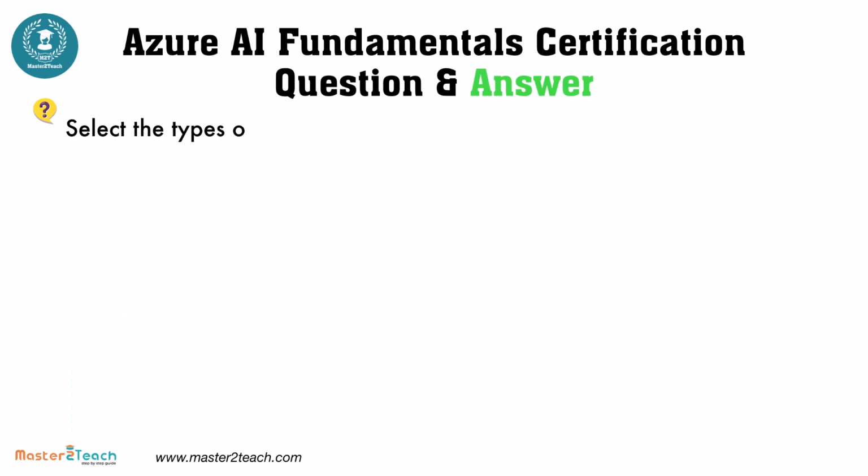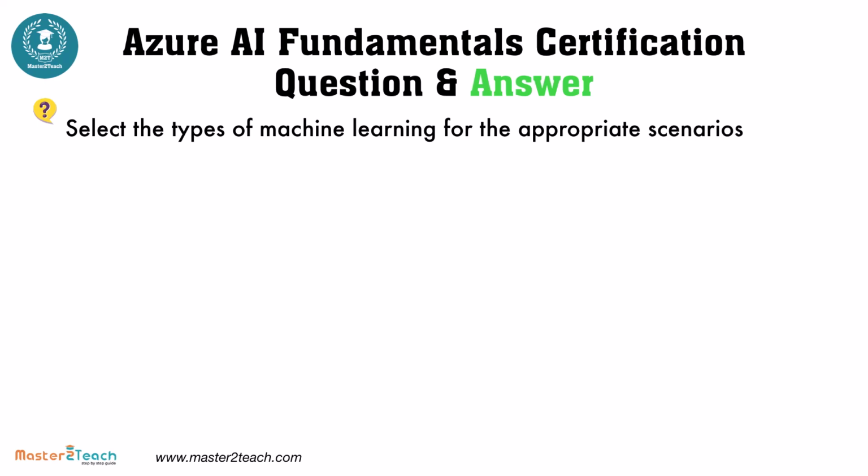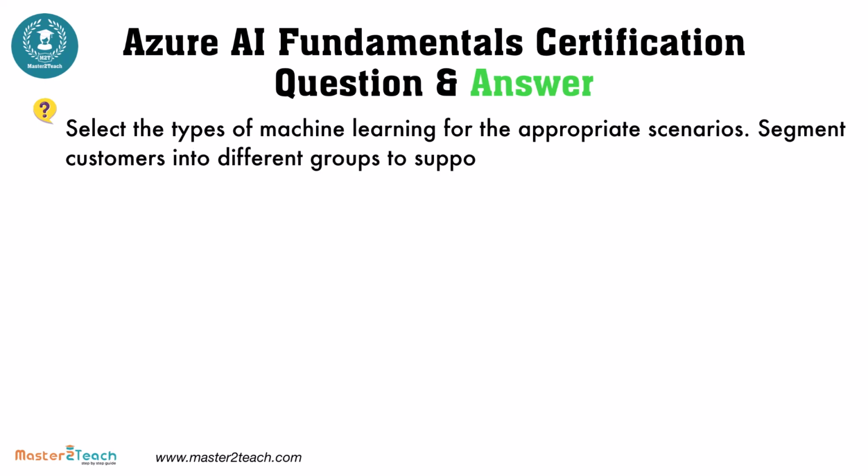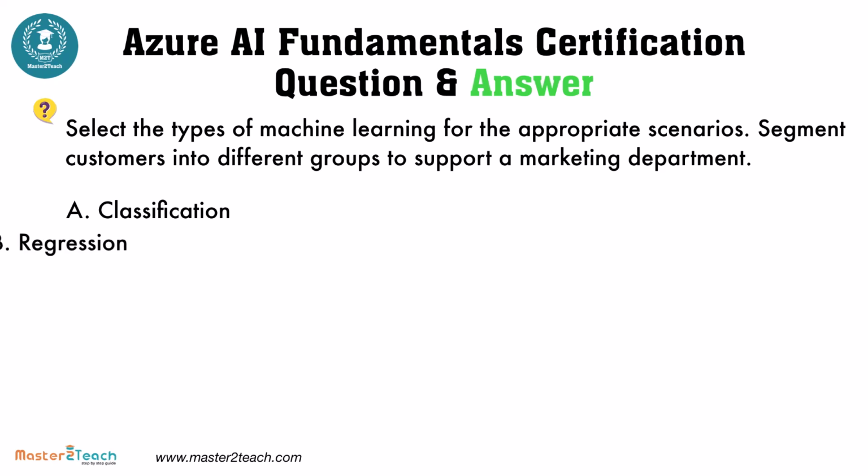Select the types of machine learning for the appropriate scenarios. Segment customers into different groups to support a marketing department. The options are A. Classification, B. Regression, C. Clustering.